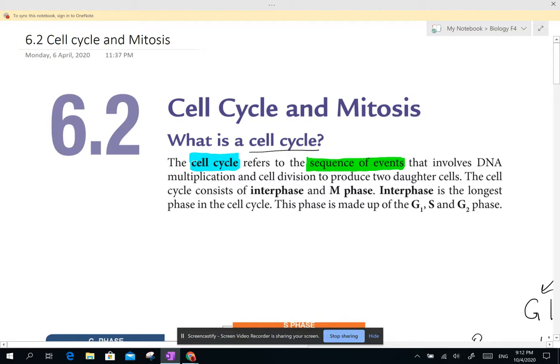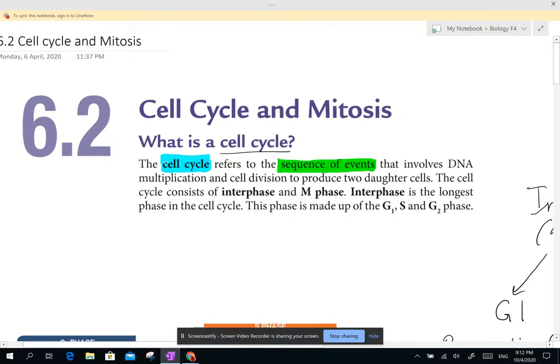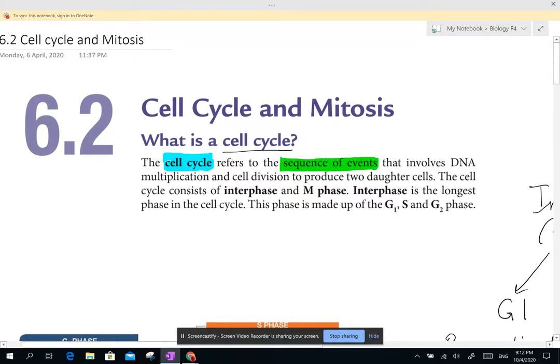A cell cycle refers to the sequence of events that starts with DNA multiplication and continues until the cell divides and produces two daughter cells. The whole sequence of events from the beginning until the end, when you get two daughter cells, is called a cell cycle.